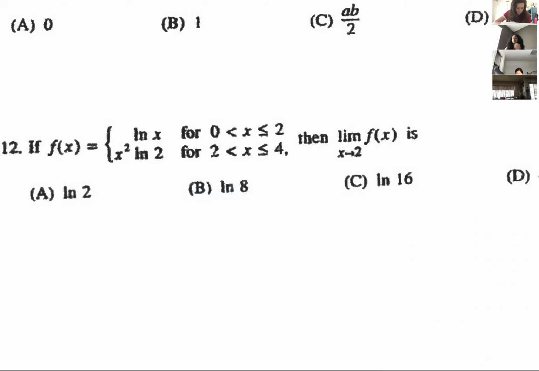Okay, what's the limit as x approaches 2? So I have to consider the left-hand limit and the right-hand limit. Here, I'm going to say the limit as x approaches 2 from the left. Then I'm going to find the limit as x approaches 2 from the right of f of x.